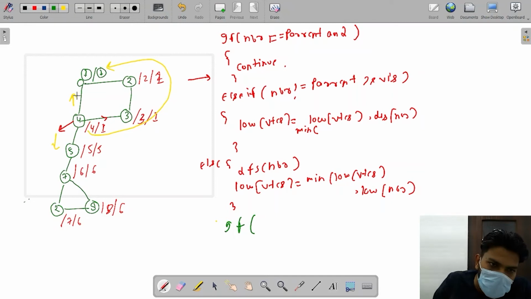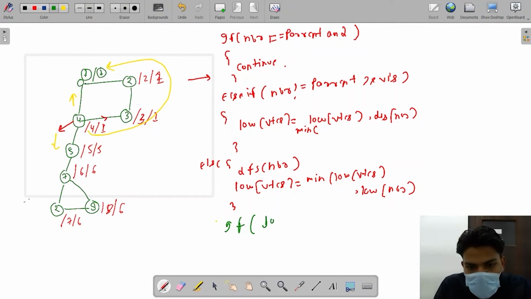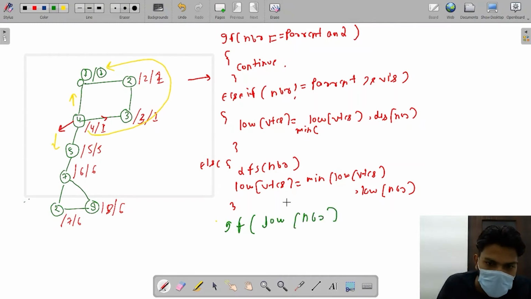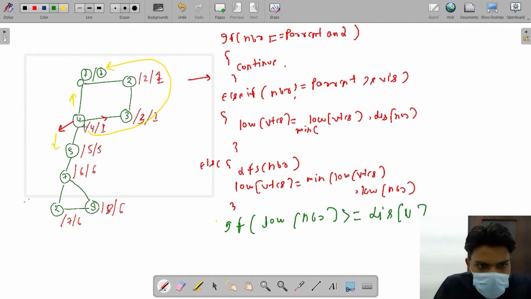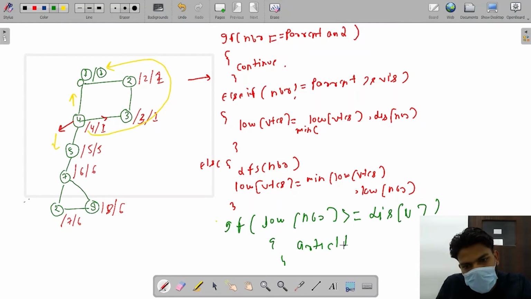This is our first neighbor, and this is your second neighbor. If the low value of the neighbor is greater than or equal to the discover value of the vertex, like 4, then this is the condition where our articulation point is found. So this is your articulation point if the low value of the neighbor is greater than or equal to the discover value.